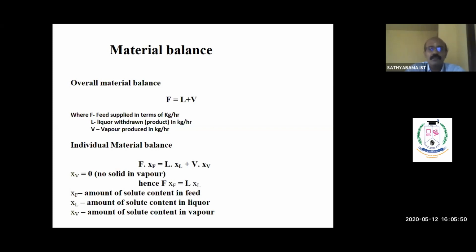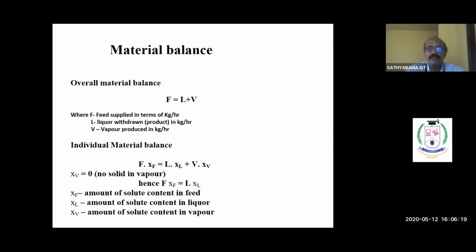Coming to the solute balance or individual mass balance, F times XF = L times XL + V times XV. Since XV equals 0, because there is no solute content in the vapor, we can obviously consider XV as 0. So if XV equals 0, F times XF will be equal to L times XL. In problems, we can determine the unknown parameter by using this equation.